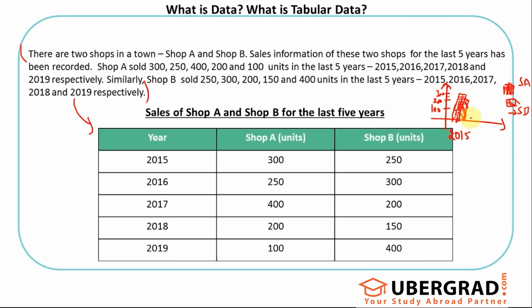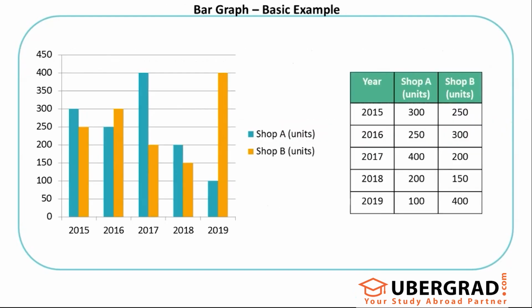It might not look that good here, so let me show how it looks once we draw the graphs. See the same piece of information, 5 years, shop A, shop B. The bar graph would look like this: on the x-axis I have years, and on the y-axis I have points for the number of units sold.